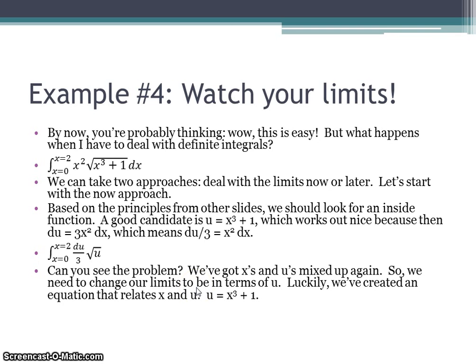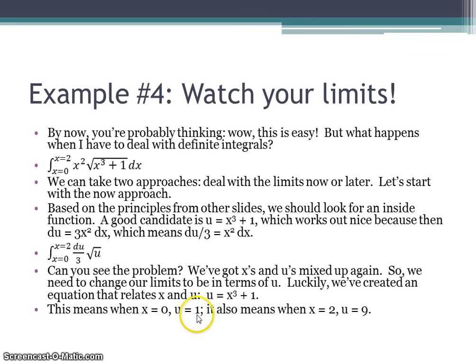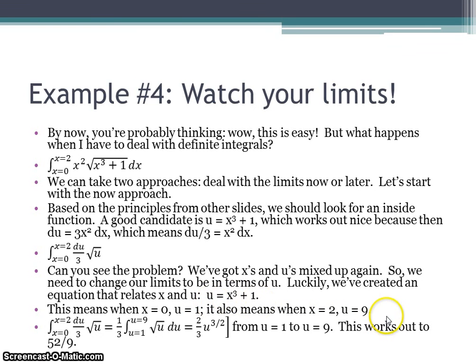Luckily, we've created an equation that relates x and u. It's that u is equal to x cubed plus 1. And we can use that to figure out what our limits are in terms of u. When x is equal to 0, u is equal to 0 cubed plus 1, which is 1. And when x is equal to 2, we plug 2 into our equation, and we get u is equal to 9. And now we can proceed like we would any other problem.